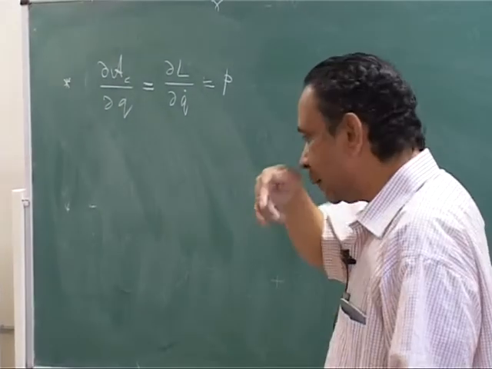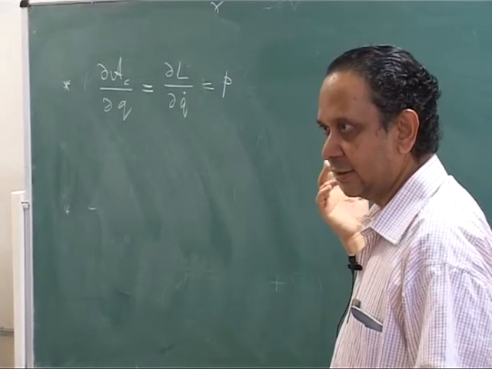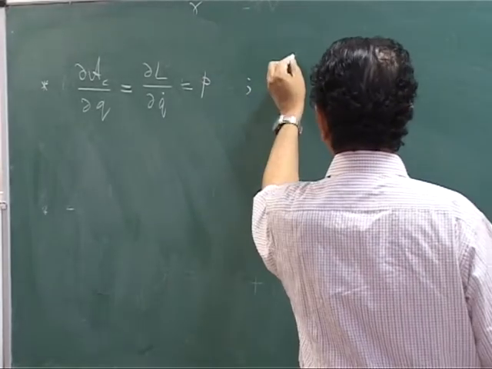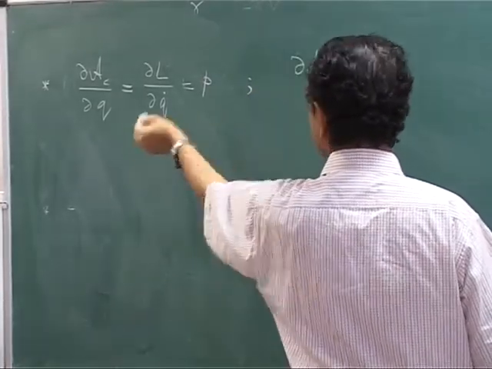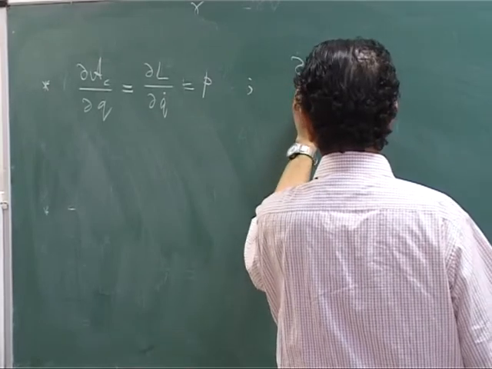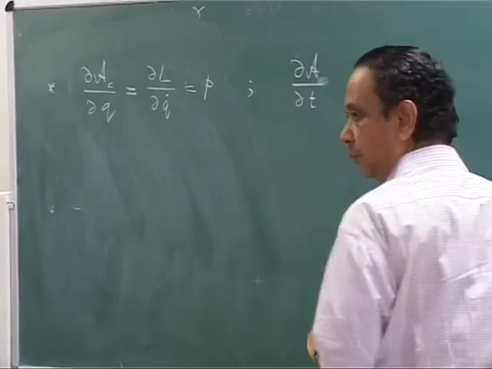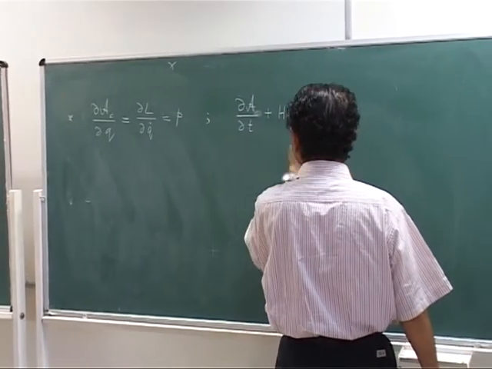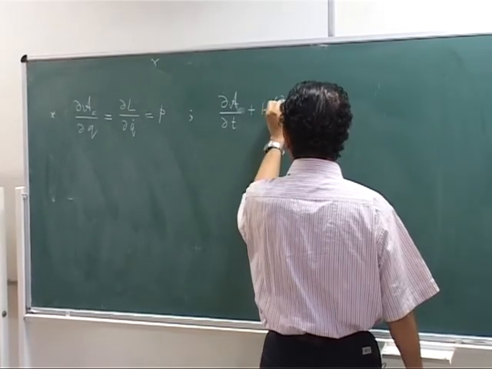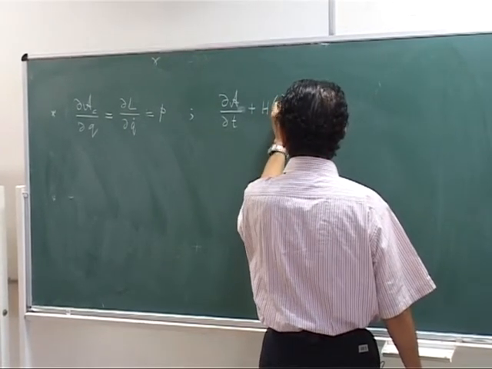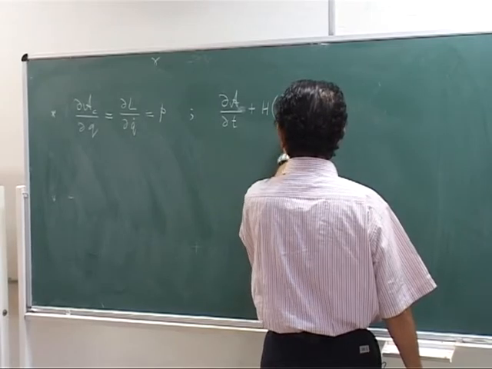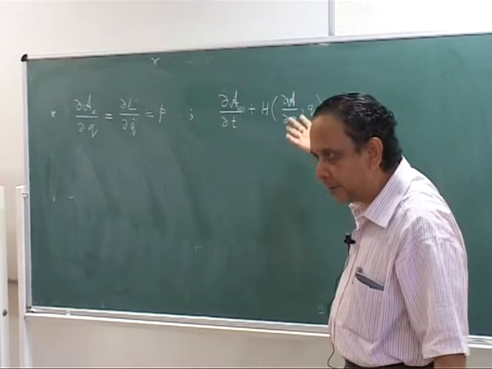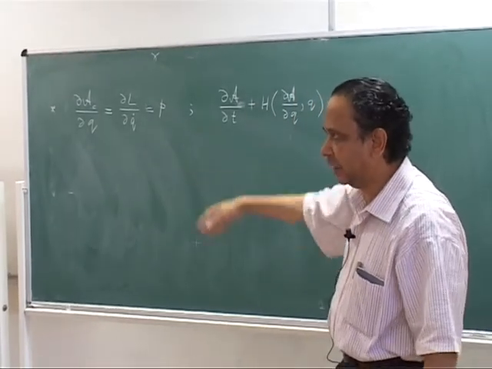There is also another relation which actions satisfy, which I want to write down: the partial derivative of A, this is the coordinate derivative, with respect to t, plus the Hamiltonian H, where your p is defined as dA by dq, and q, this is 0. This is the Hamilton-Jacobi equation, right? You can derive it again in one step from it.